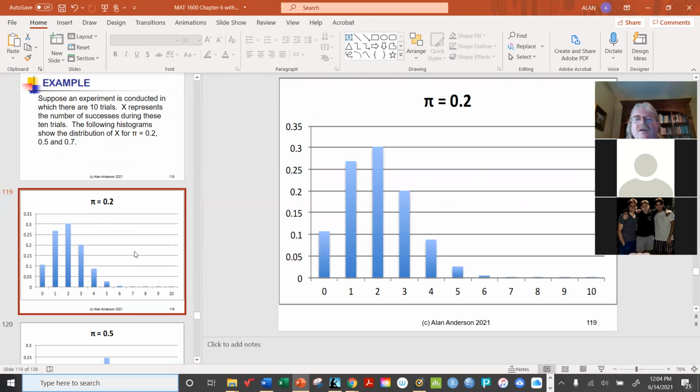Okay, so here's 0.2. What do you notice about it? Well, the majority of the values are over here at 2 and 1. In other words, if I conduct a binomial experiment with 10 trials and the probability of success is 0.2, the majority of the time I'll get 2 successes, and I'll get 1 success not quite as many times, followed by 3. So you can see the outcomes typically are very small.